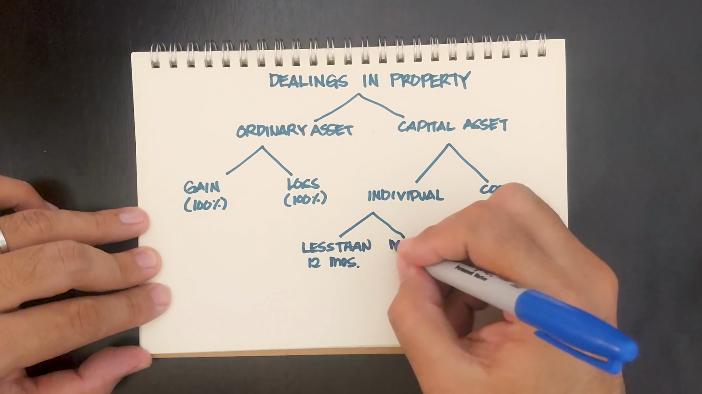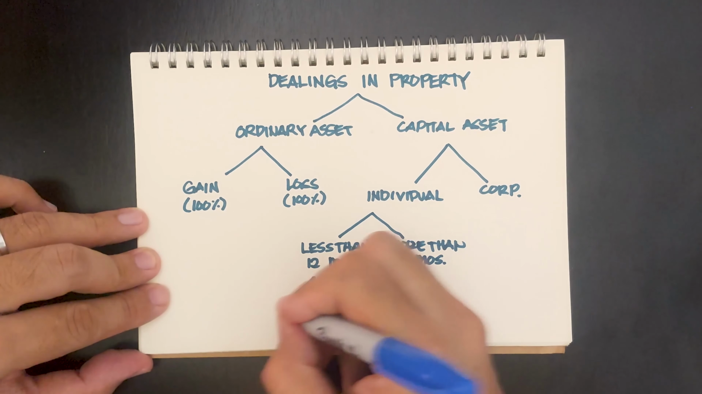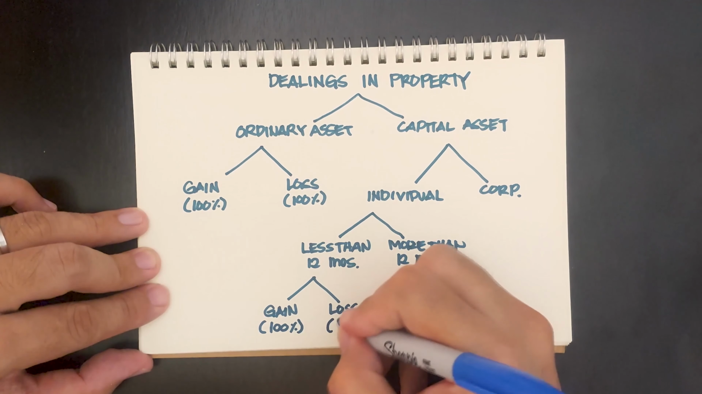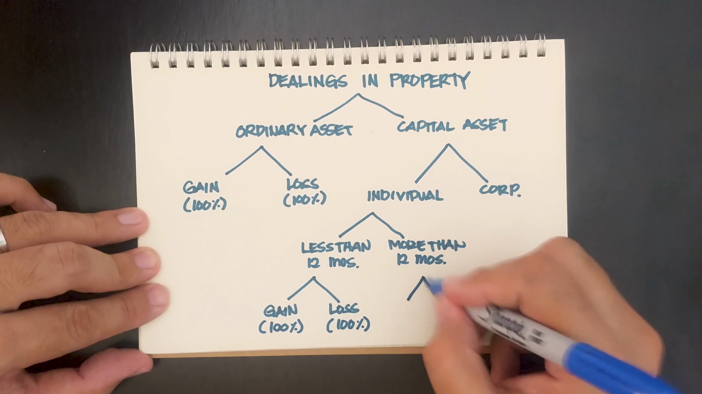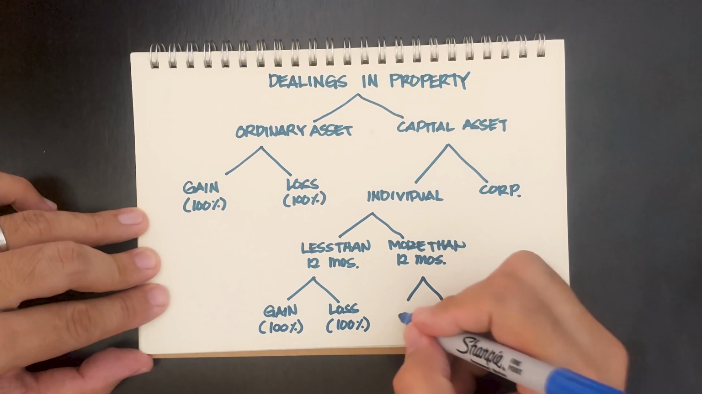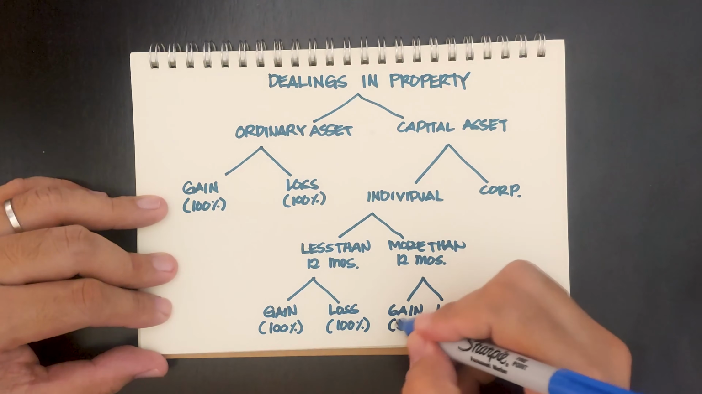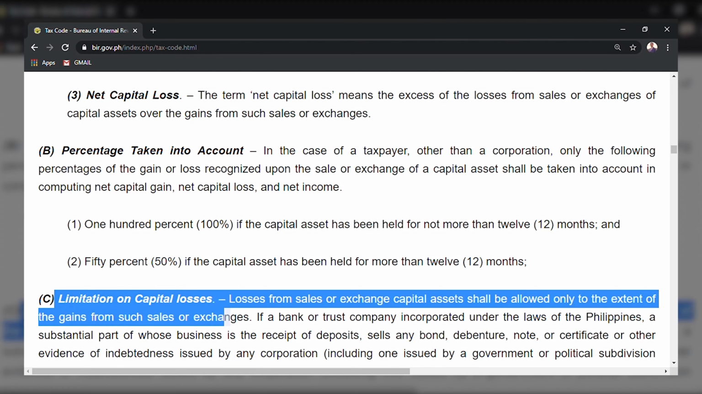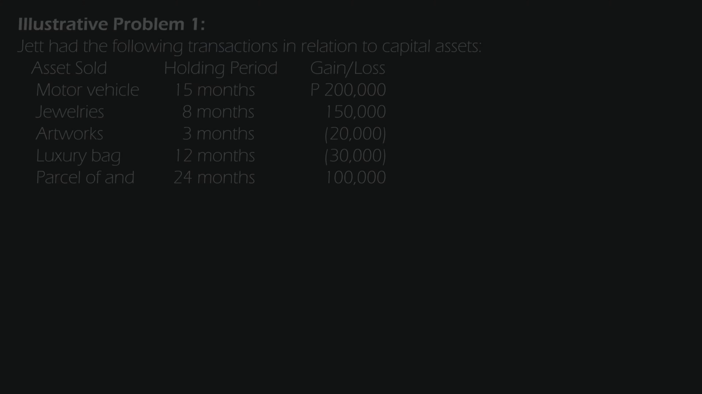If the holding period is not more than 12 months, the gain or loss shall be recognized in full. On the other hand, if the holding period is more than 12 months, 50% of the resulting gain or loss will be recognized. Now, for corporations, regardless of the holding period, the recognition shall always be in full. In addition, any capital loss shall be recognized up to the extent of the gains from such sale or exchange. So let's have illustrative problems.